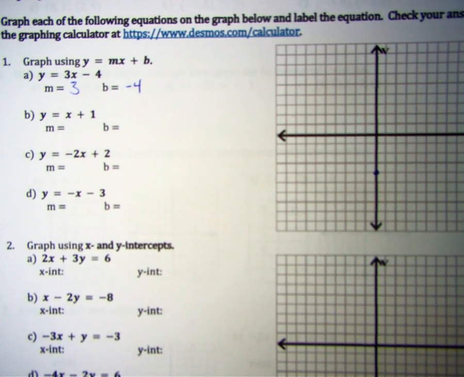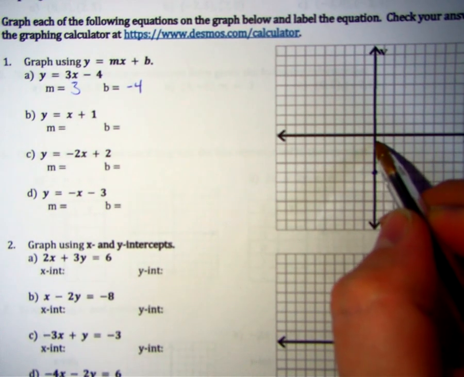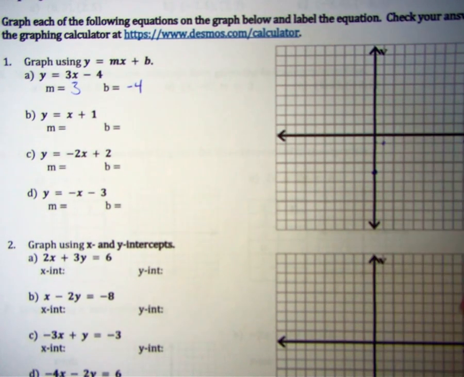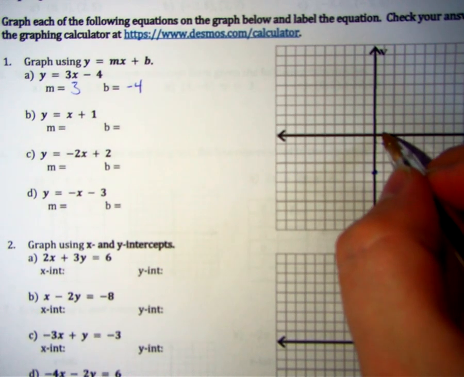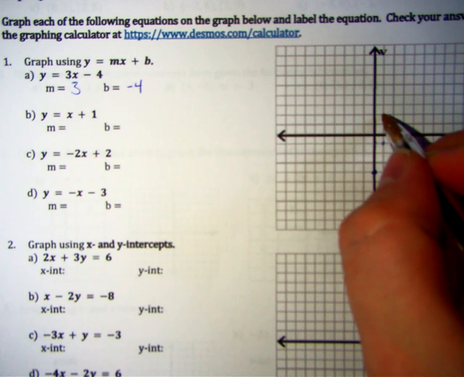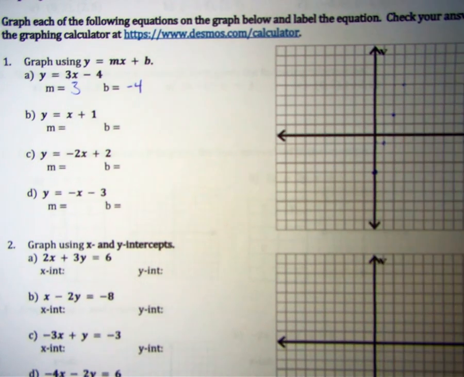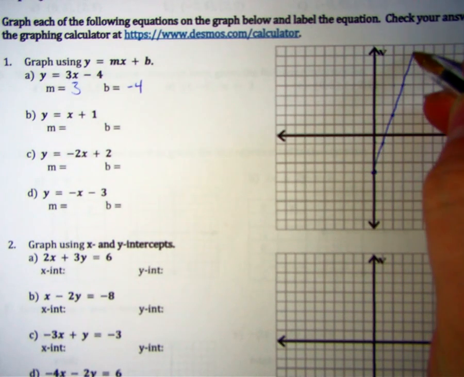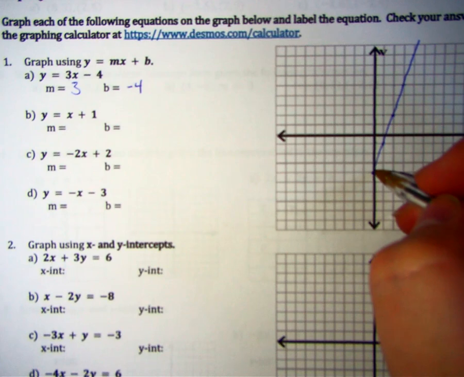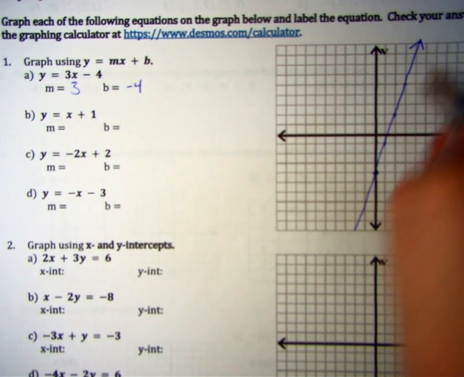Now we know that our slope is a positive 3, which means I go up 3 and over 1. And since slope is a constant rate of change, I can go up 3 more and over 1. And so we'll start to see that there is a line that emerges out of that, which looks something like this.